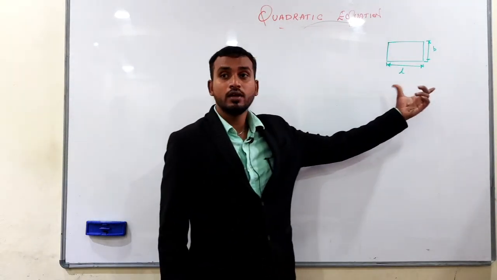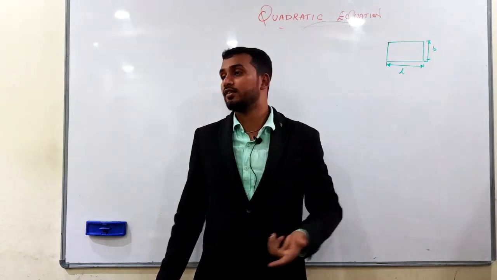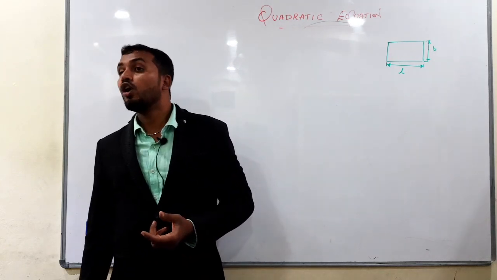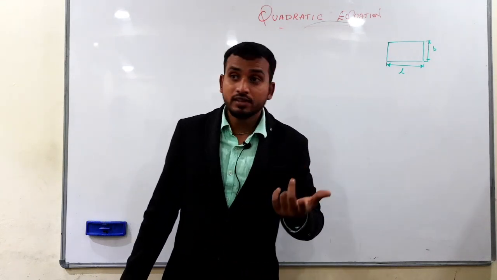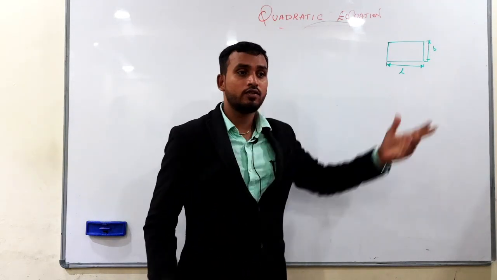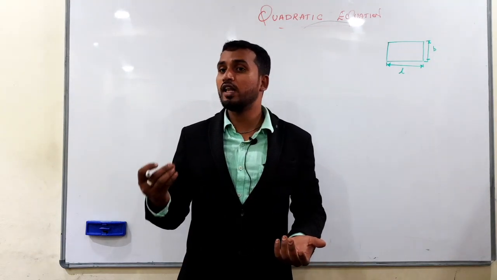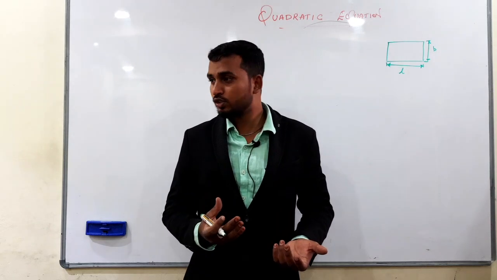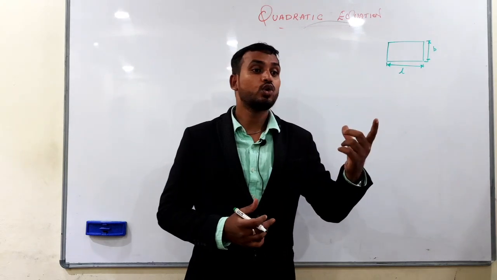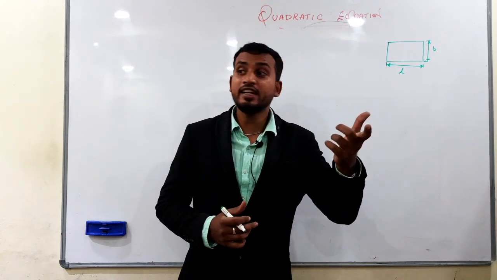How much is the length? It is 2 meters more than the breadth. 2 meters longer than its breadth. But how much is the breadth? We don't know what the value of the breadth is. But the length is 2 meters more than its breadth.